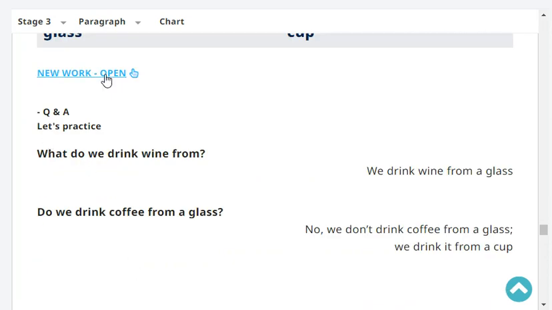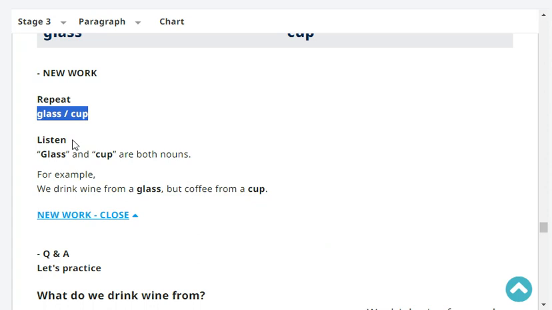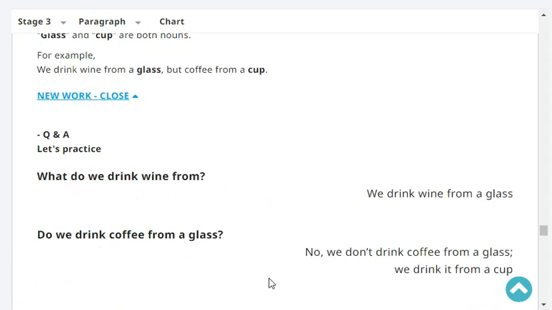Next, repeat. Glass. Cup. Very good. Okay, listen. Glass and cup are both nouns. We use them for drinking. For example, we drink wine from a glass, a wine glass. But we drink coffee from a cup. It's thicker because it's hot. Let's practice.